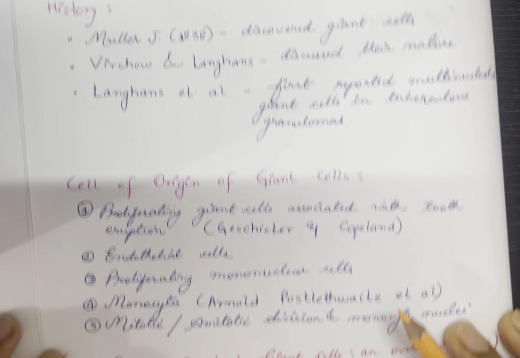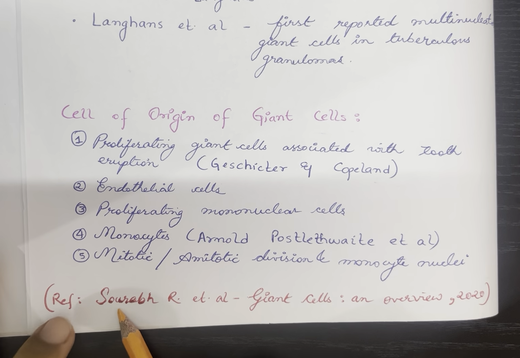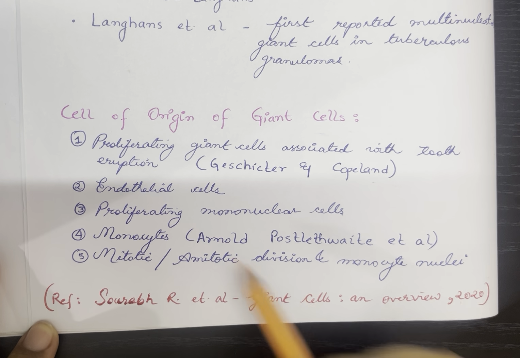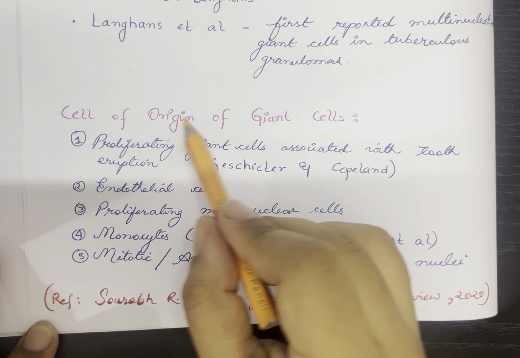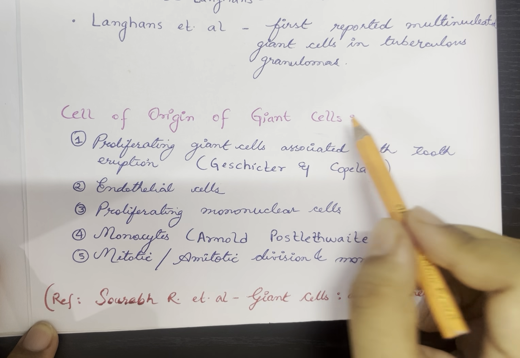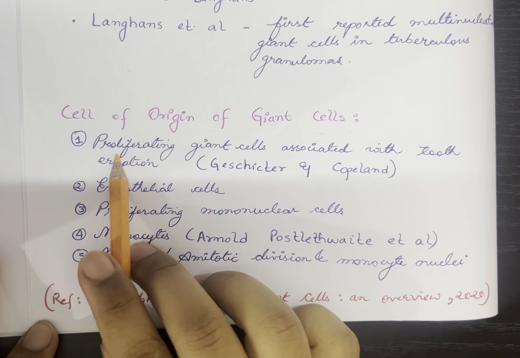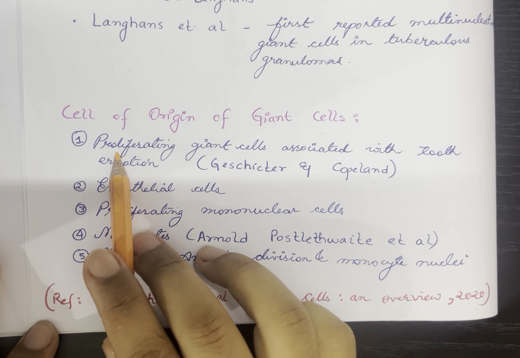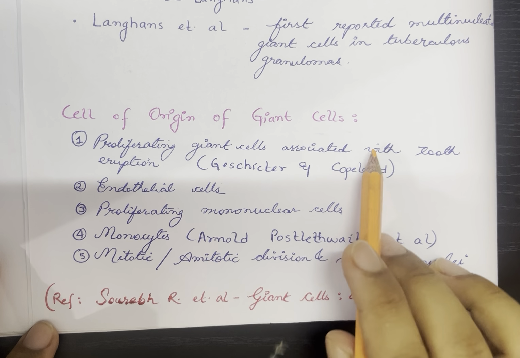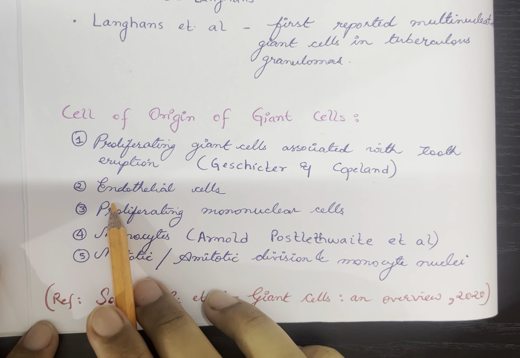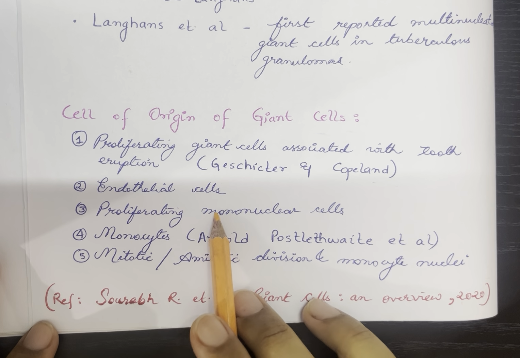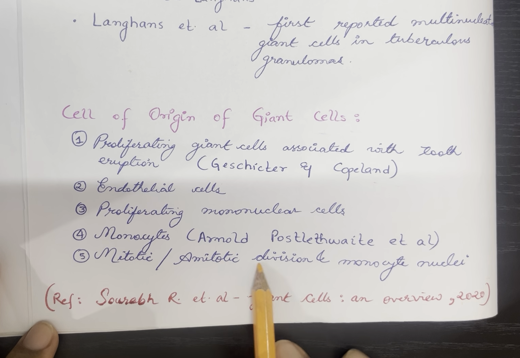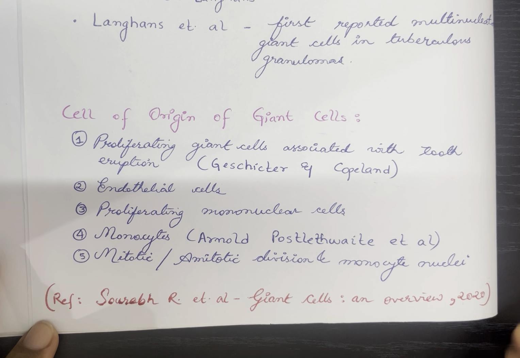The cell of origin of giant cells, by Saurabh R. et al., Giant cells in overview, 2020. He divided cell of origin of giant cell into 5 categories: proliferating giant cells associated with tooth eruption, endothelial cells, proliferating mononuclear cells, monocytes, and mitotic or amitotic division of monocytic nuclei.